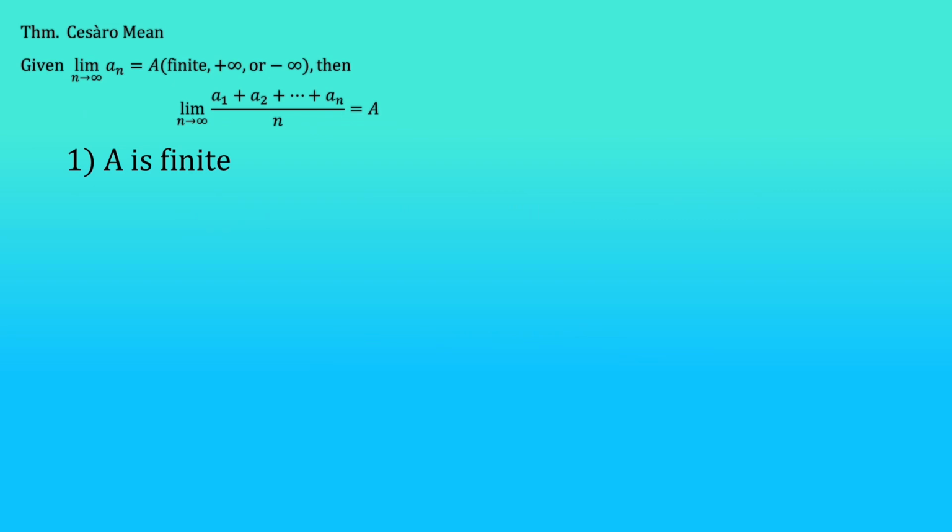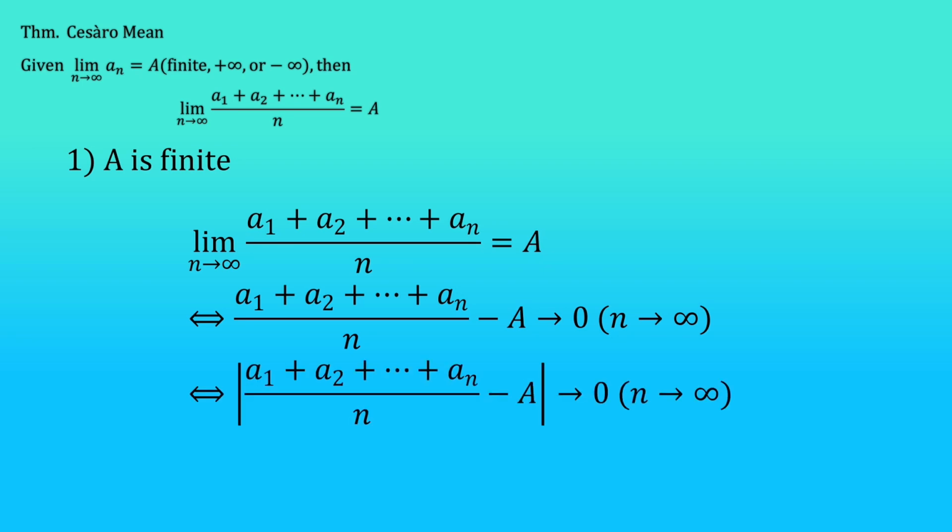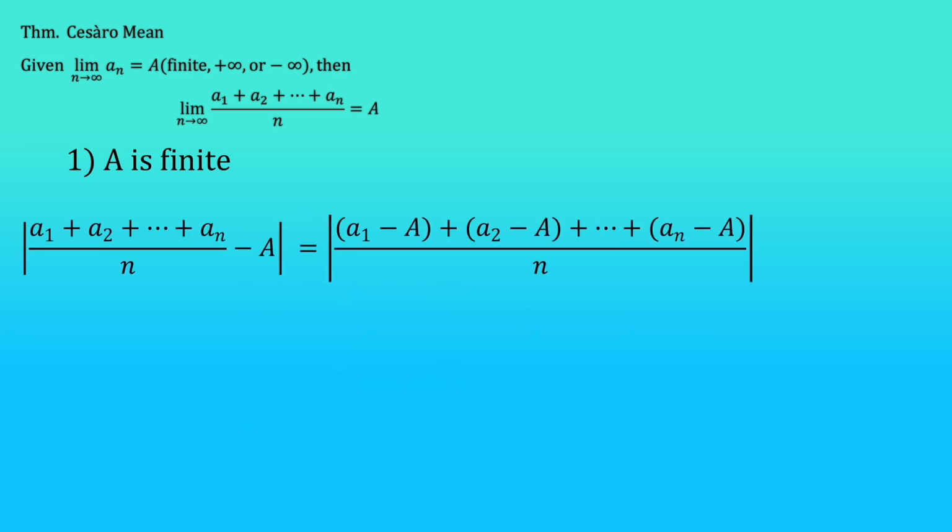First, let's discuss our proof strategy. Since we want to prove that this arithmetic mean also converges to a, it is equivalent to showing that their difference converges to zero as n approaches infinity. This, in turn, is equivalent to the absolute difference of them converging to zero. Okay, so we write this down again here, and we further expand this expression. We can then apply the triangle inequality to break down this expression into two parts.